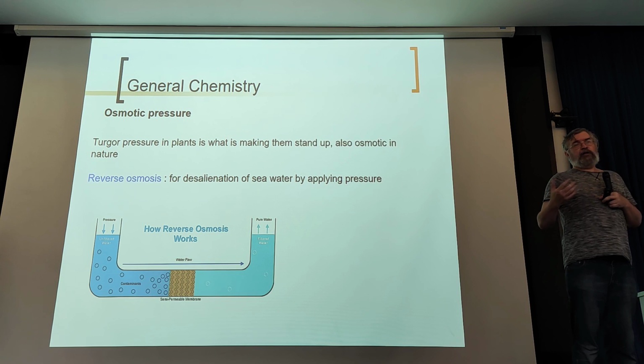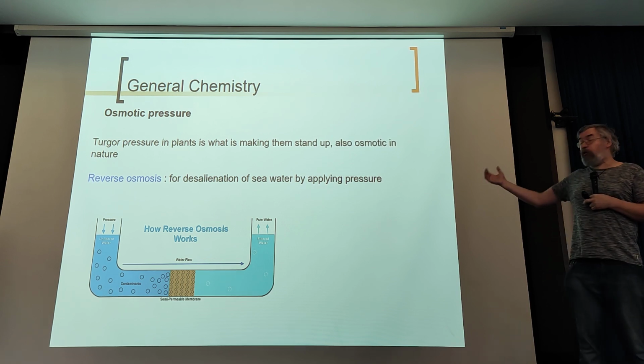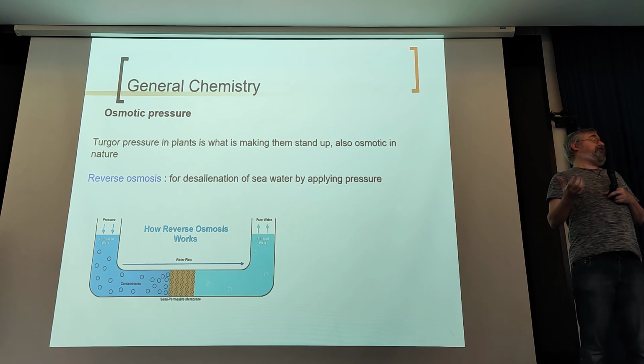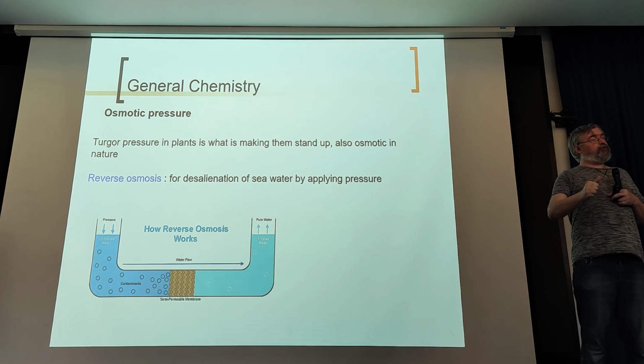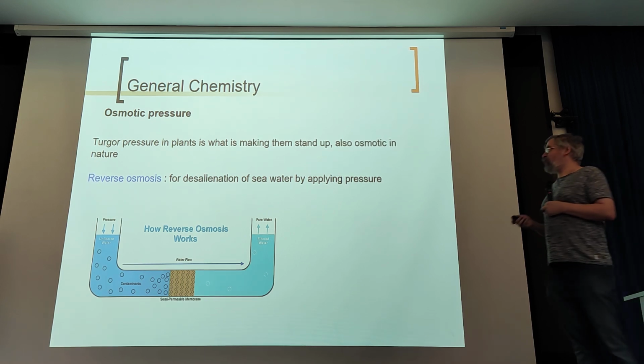So this is a convenient way, but of course you need power. But they have a lot of energy, that's not the problem. You need energy to push the water through this membrane.